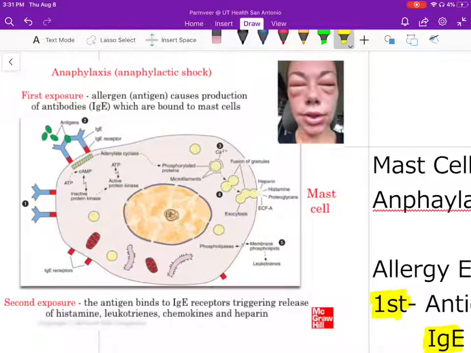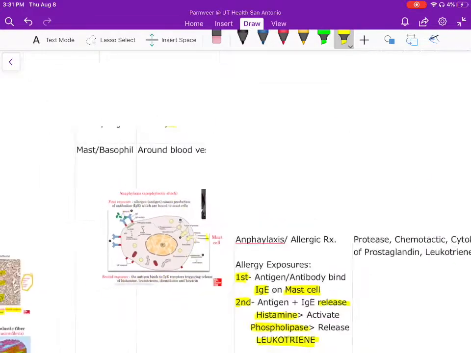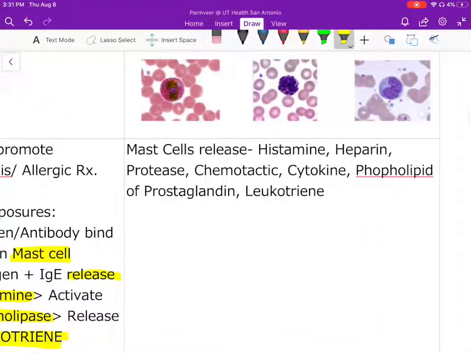So first exposure, like we said, the allergen causes production of IgE, which is bound to mast cells. Here you have the antigen, here you have the IgE. Once they bind and activate the cycle inside, in step 4 these granules start releasing histamine, heparin, proteoglycans, and extracellular fluid. You also have phospholipids that release leukotrienes. On the second exposure, the antigen binds to IgE and triggers release of all of these mediators, and that is how you get anaphylactic shock. Lastly, memorize this list of what histamine mast cells release.